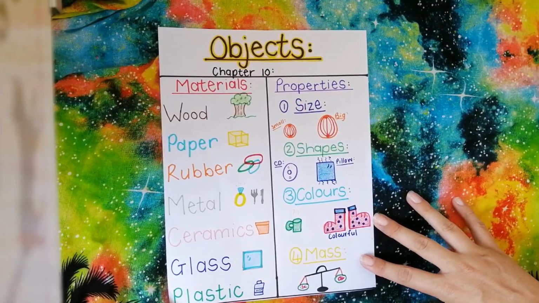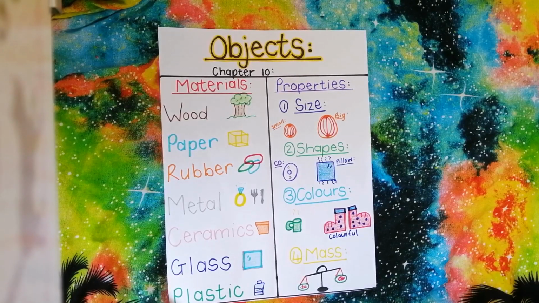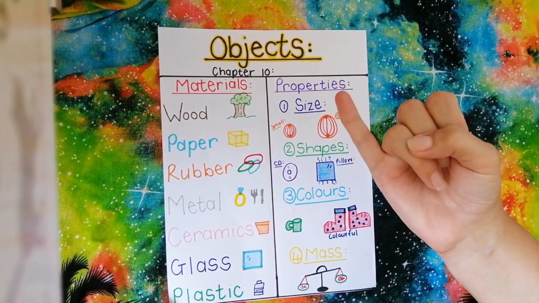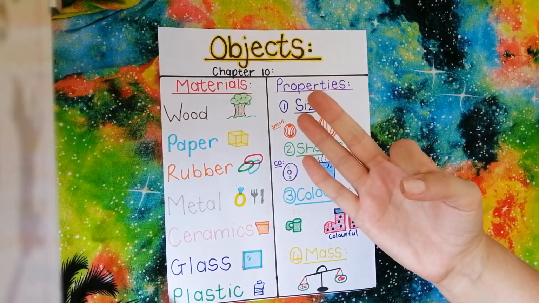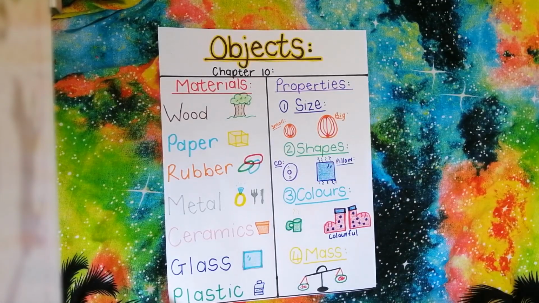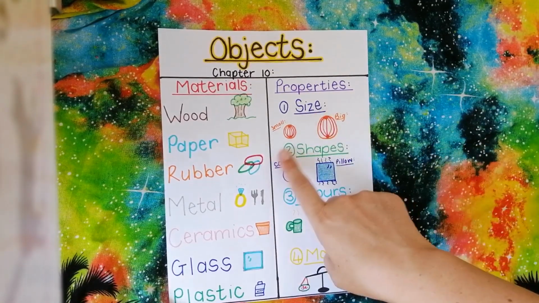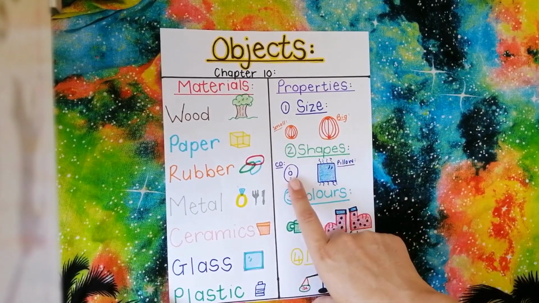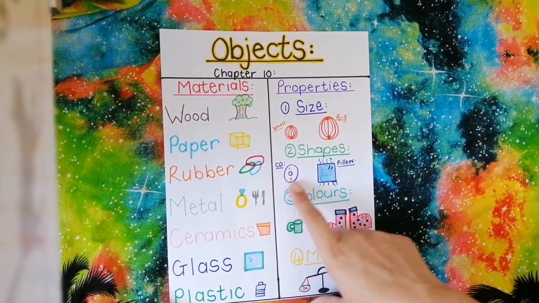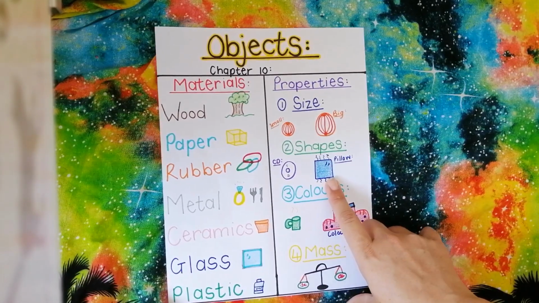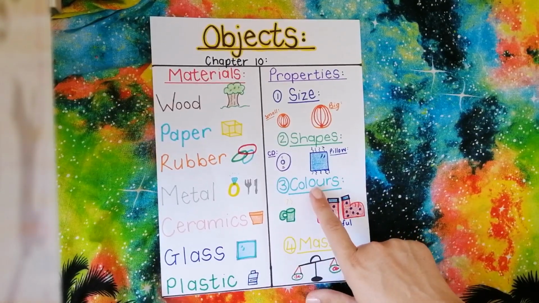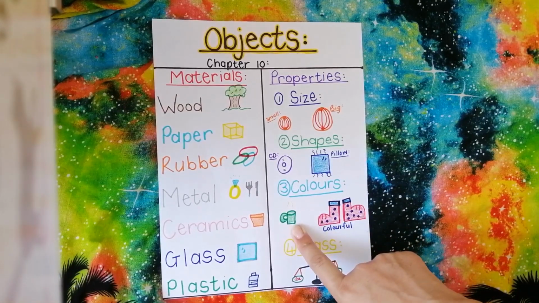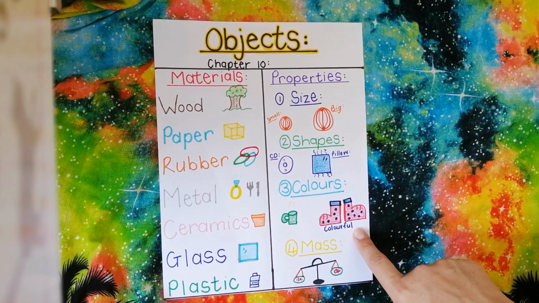Okay, now objects have different properties. One, size. What is the size of it? What is the shape of it? And what is the color? So you can have different sizes, a big or a small object. Shapes, you can have a circular object or a square object. And you can have different color objects. So you can have one object that is one color, or you can have colorful objects.